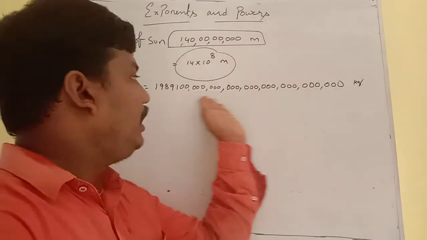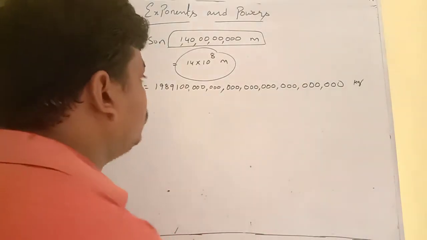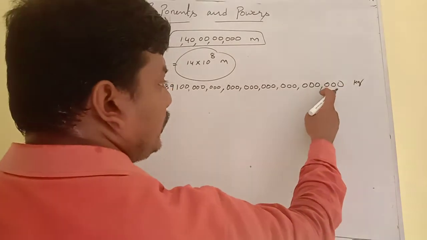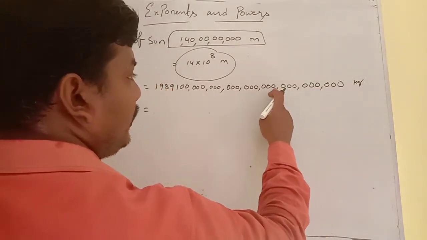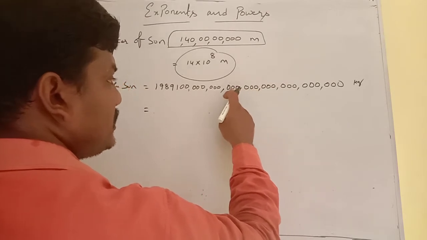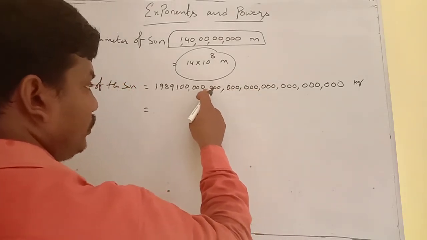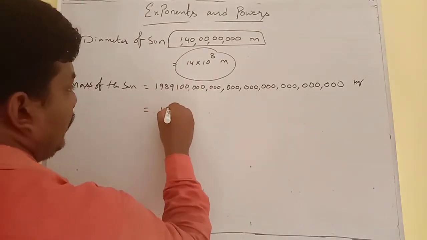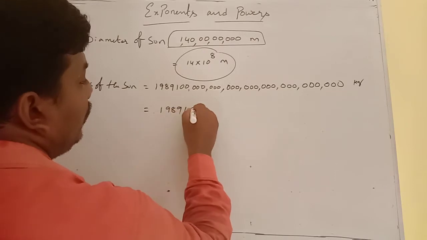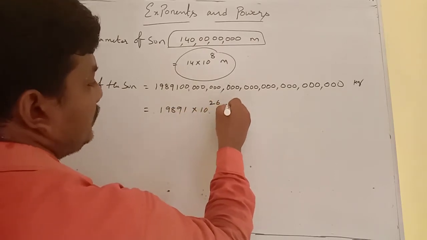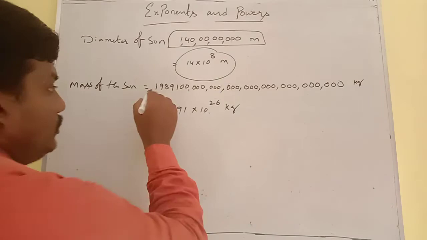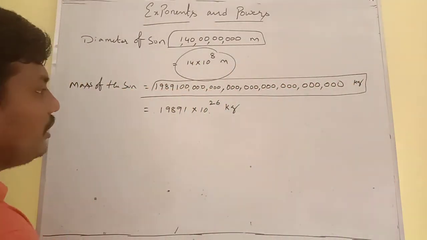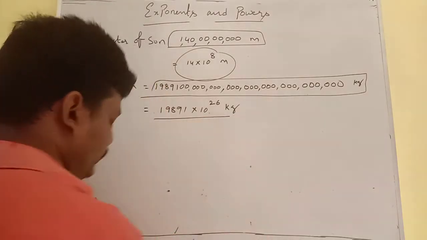This is about the mass of the sun. So this mass of the sun can be represented. How many zeros are there? 1, 2, 3, 4, 5, 6, 7, 8, 9, 10, 11, 12, 13, 14, 15, 16, 17, 18, 19, 20, 21, 22, 23, 24, 25, 26. That is 1.989 into 10 to the power of 26 kilograms. See, such a big number is simply converted into a very short form.